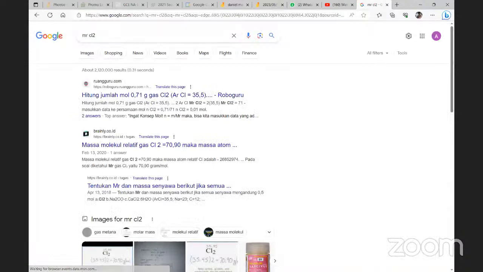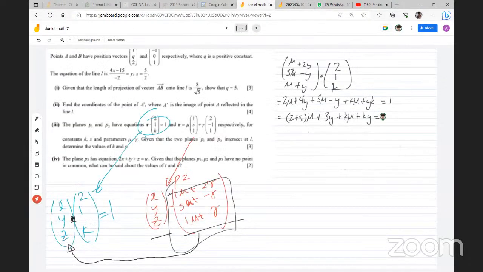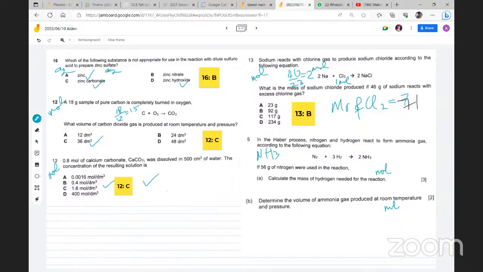Correct. Okay, so 71. So how do you get your 92 gram? 92, I just took 46 times 2 because I was unsure about this one. So just take 46 times 2 because it seemed like a multiple of 46. No, right. Okay, so no.